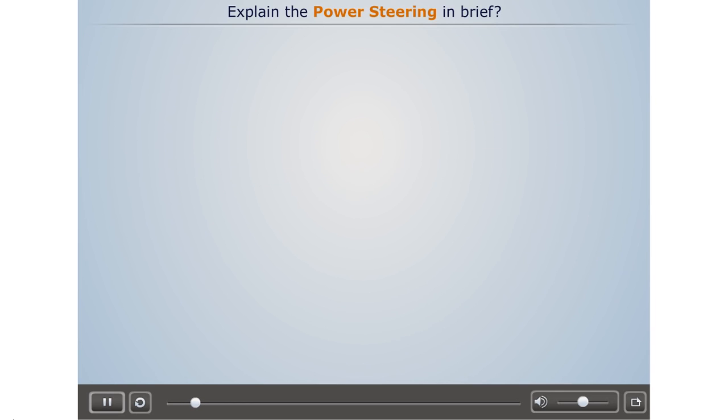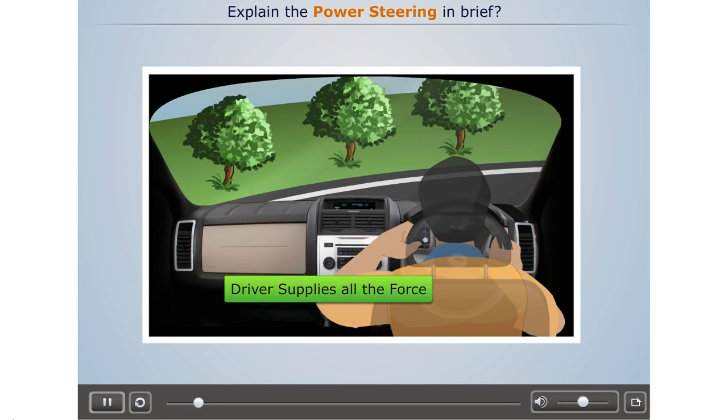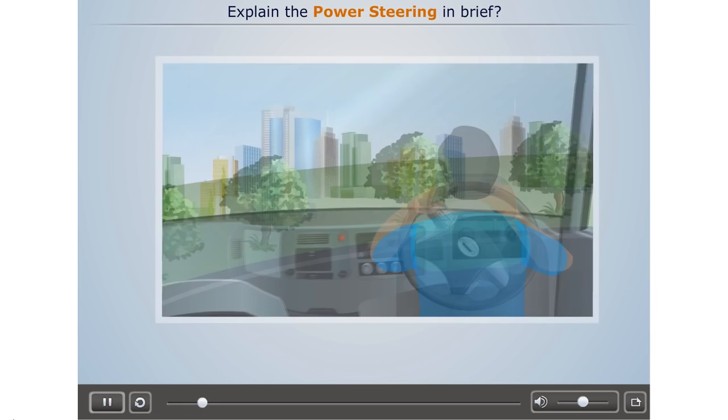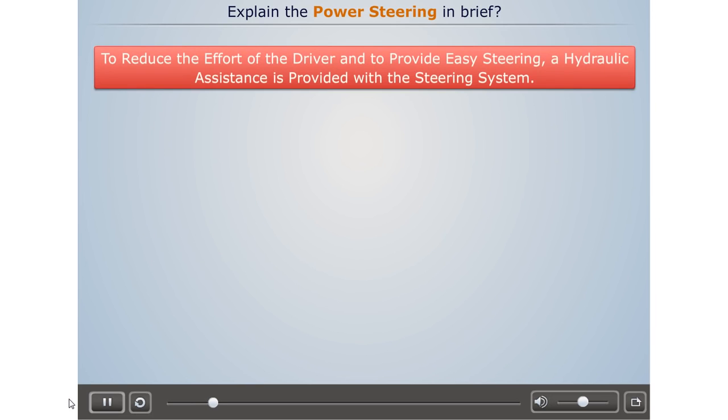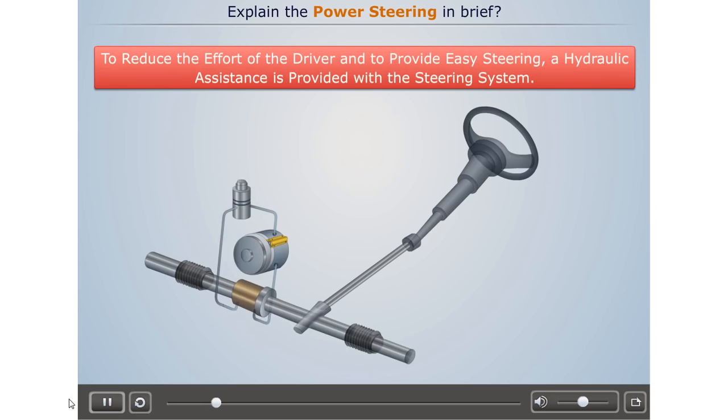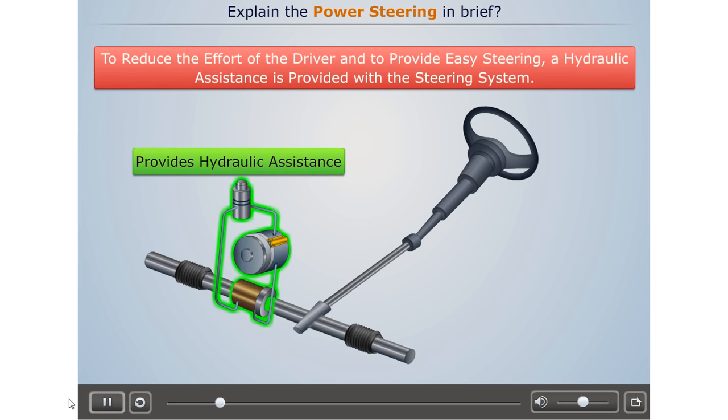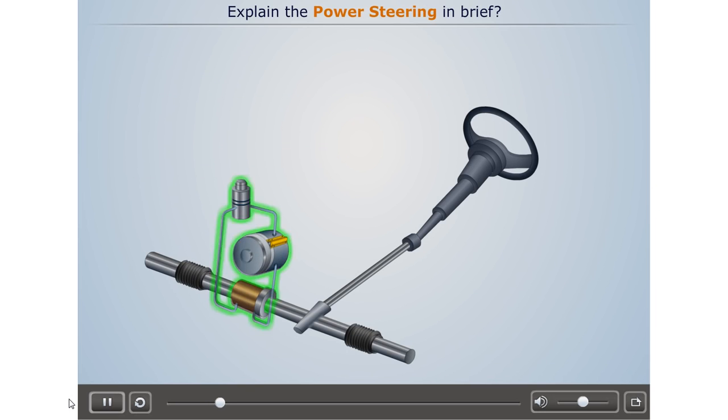Now, when a car is steered manually, the driver supplies all the steering force. For medium and large vehicles, this becomes very fatiguing, as a very large amount of torque is required for steering. To reduce the effort of the driver and to provide easy steering, a hydraulic assistance is provided with the steering system. This hydraulic setup, which assists the driver in steering easily, is known as power steering. Now let us understand it in brief.